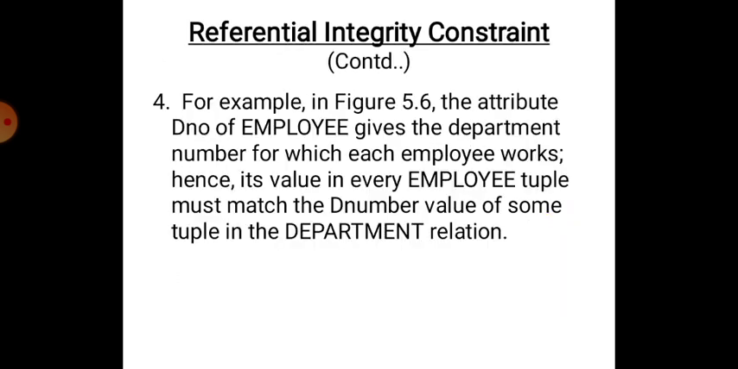For example, in figure 5.6, the attribute department number DNO of employee gives the department number for which each employee works. Hence, its value in every employee tuple must match the D number value of some tuple in the department relation.